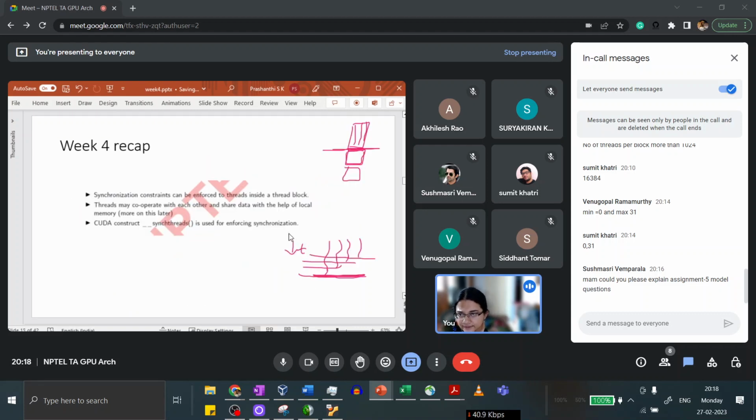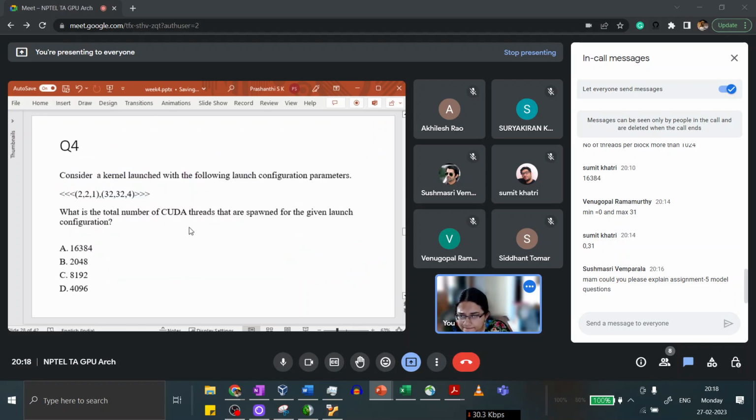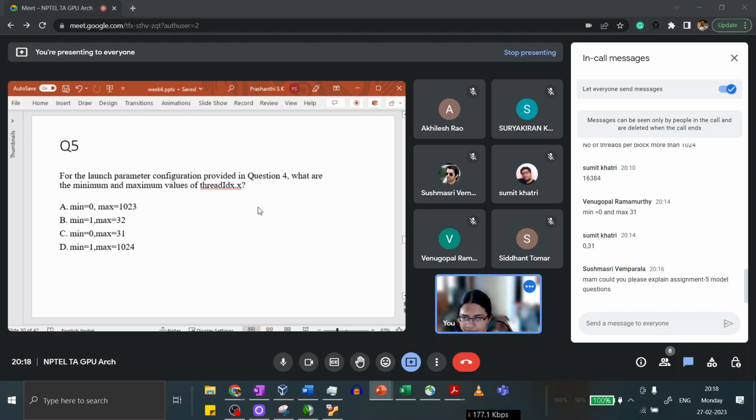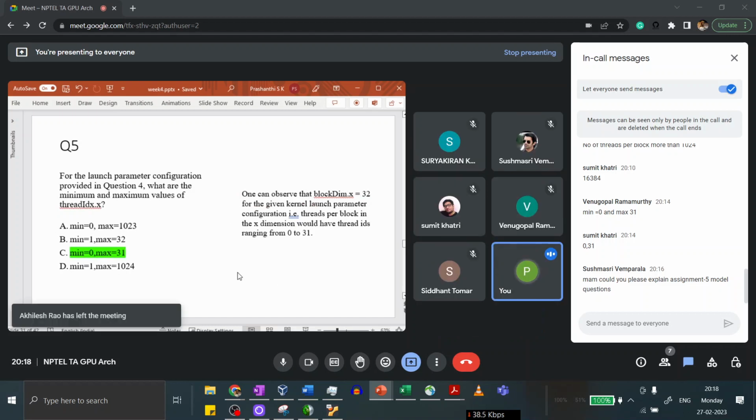Similarly, in the example that we are working out now, we are given 32. Sorry, wrong question. We are given 32. Yeah, that same kernel launch configuration is used. So the 32 would be, is that the one we just discussed? Yeah, that's the one we just discussed. So min is 0 and max is 31. Let's move to the next question.